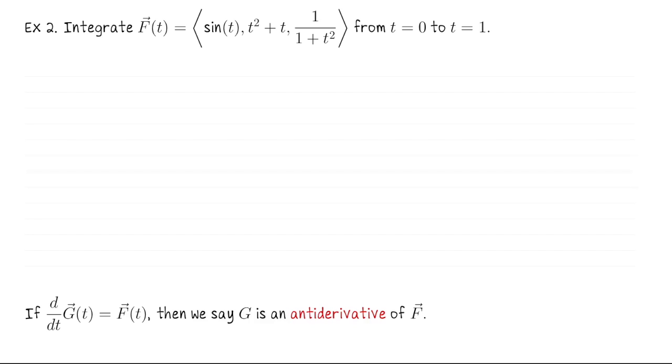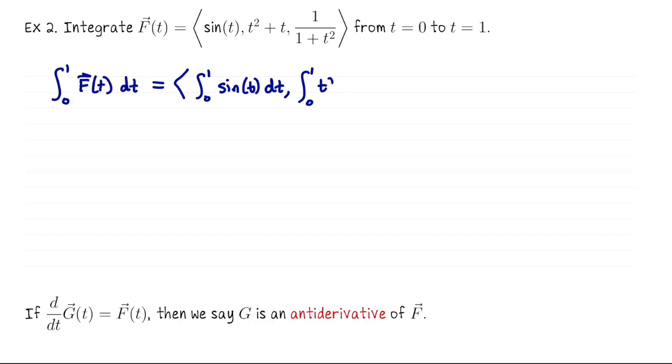So the integral from t equals 0 to t equals 1 of F of t dt is going to be component by component integration. So we're going to get the integral from 0 to 1 of sine, the integral from 0 to 1 of t squared plus t dt, and the integral from 0 to 1 of 1 over 1 plus t squared dt. Okay, you should know how to do these. I threw in the third one just to see if you would remember that antiderivative.